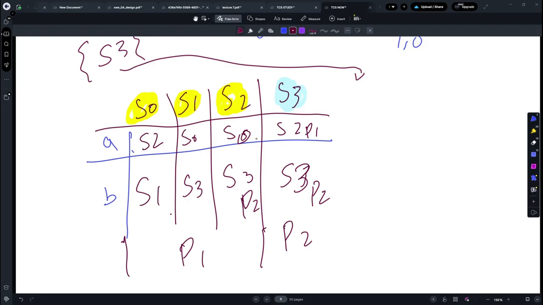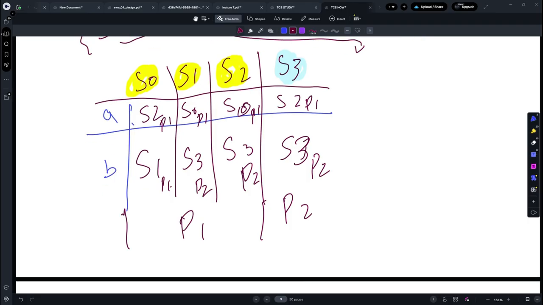S0 is in which partition? P1. S0 is in P1. S2 is in P1. S1 is in P1. S3 is in P2. And now what we do from here, for the further partition, happens when we try to compare these two here. They are the same, so no need to partition. Wait a minute, that's different. P1 and P2. So we look only at these partitions. They are different.